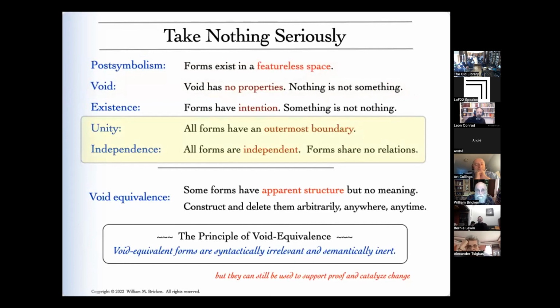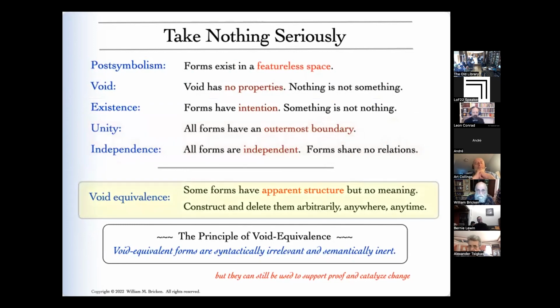Forms become unities with an outermost boundary. All forms are independent. And with containment being the only relation, the properties of forms are the properties of their containers. Forms that are defined to be equivalent to nothing are illusions. We can insert the illusions anywhere, in any amount, at any time, without changing the meaning of any existing forms. Illusions can be used to simplify existing forms and then discarded when we're done with them.